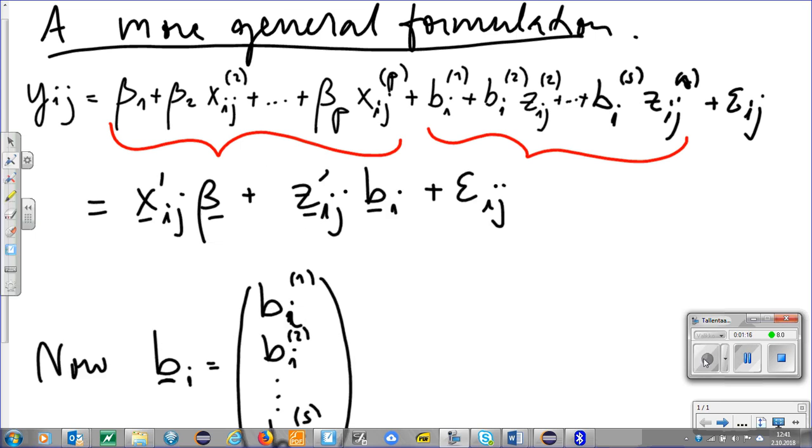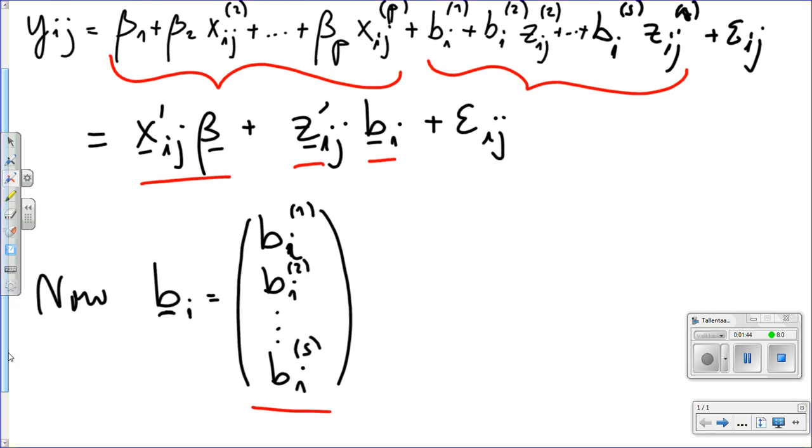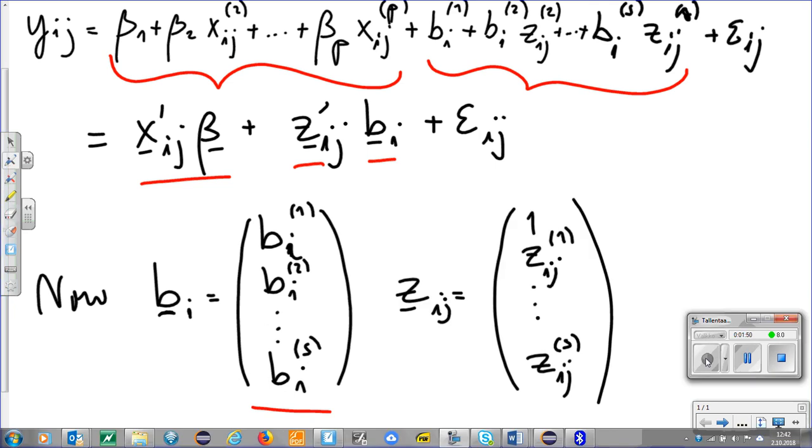By using similar notations as we have defined before in the linear model, we can specify that the fixed part is a linear combination of vector xij and beta, and in the same way the random part is a combination of vectors zij and bi, where bi is as we specified here, and zij is specified as the vector that includes the predictors zij1, which is the number 1, and then we have zij2 until zijs.